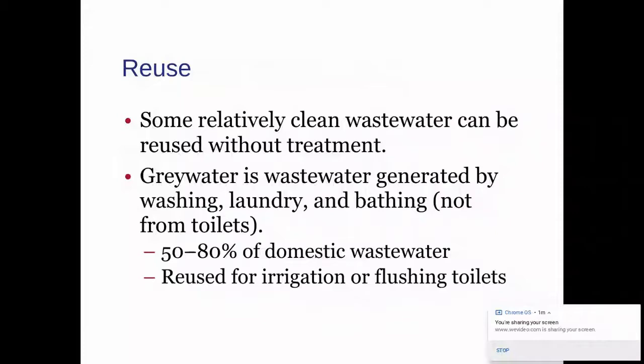But if you think about just washing, laundry, and bathing, about 50 to 80% of all your domestic water can be reused on site, for things like irrigation of your lawns, or if you have a garden or something like that. Or you could reuse it to actually flush the toilet.